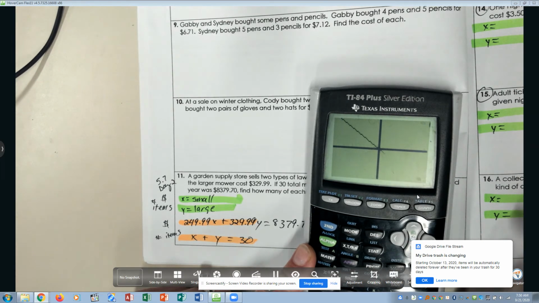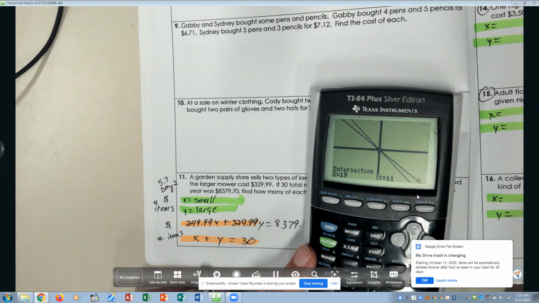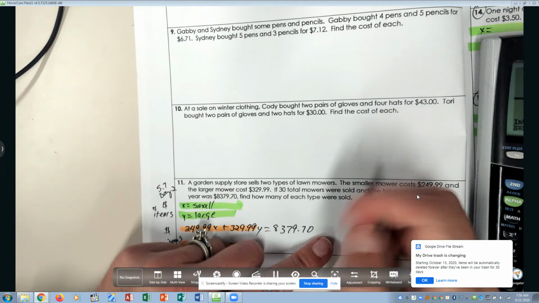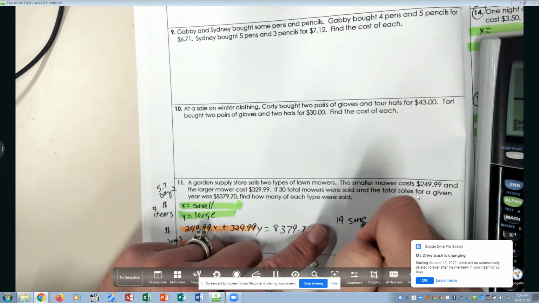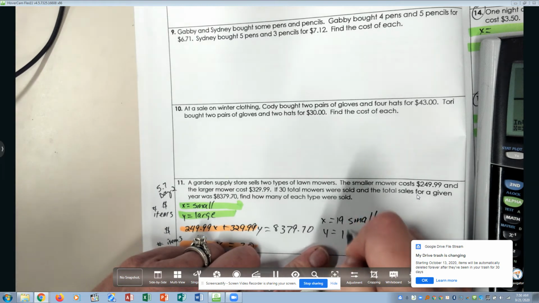Let's see if we can see the intersection point. Enter, enter, enter. Okay, so 19 small mowers and 11 large. So 19 small, that's what x is, and y equals 11 large.